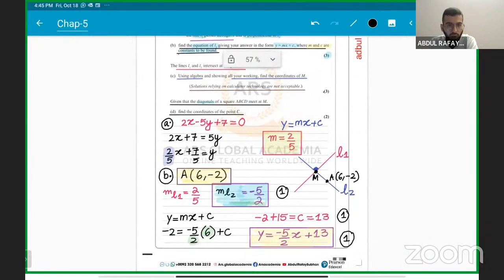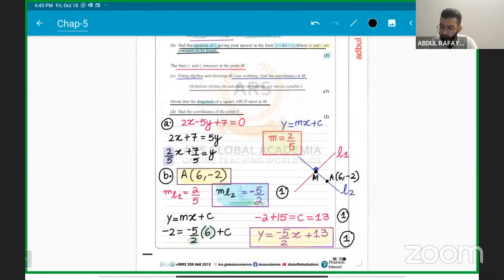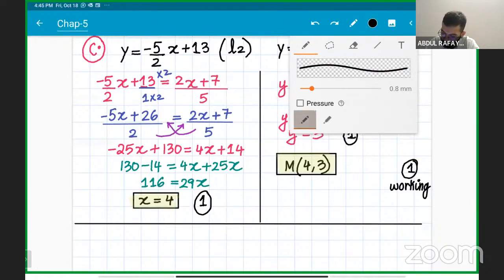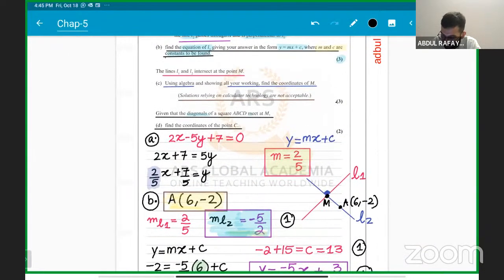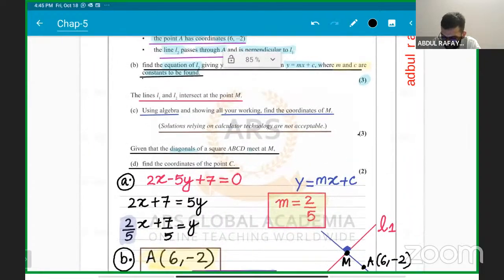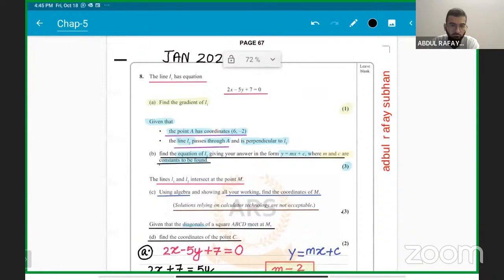As I always say, if you don't have the diagram available, better to do what? Just imagine a diagram. Let's talk about part D here. What they are saying is that a square is being formed, ABCD is a square, and the diagonals are meeting at M. M we have already found out, the M coordinates we have found. If you look at the question, students, we only have a coordinate available. I repeat my point, students.